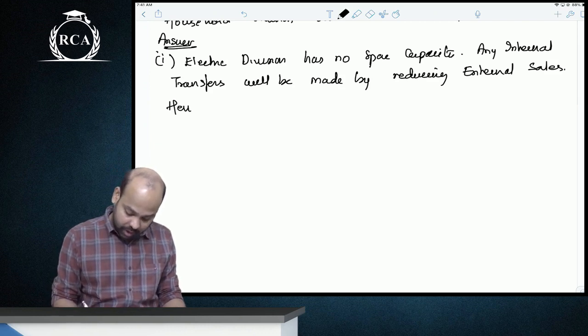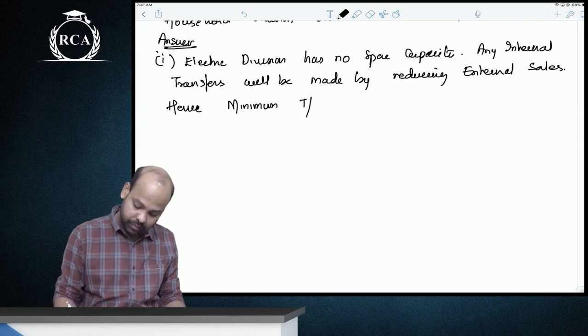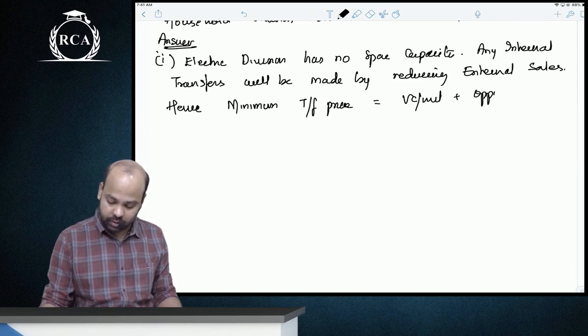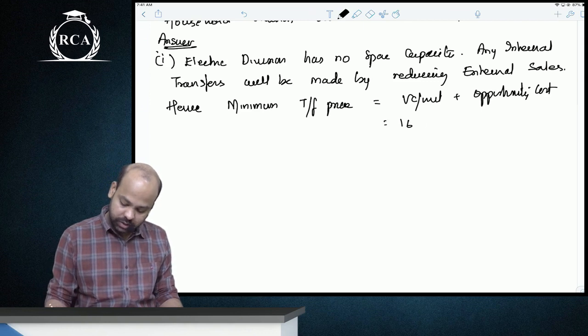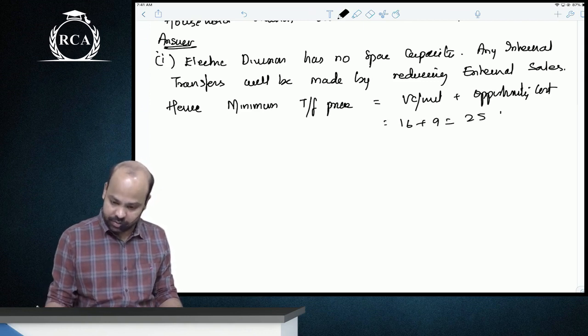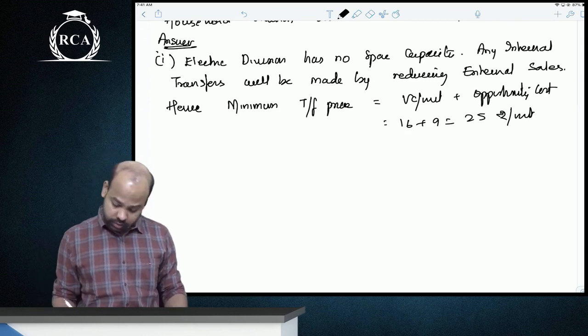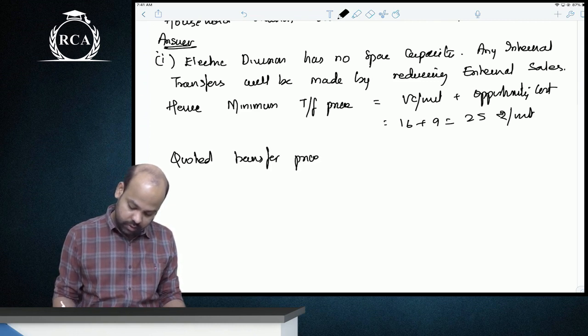Hence the minimum transfer price would be variable cost per unit plus opportunity cost. 16 plus 9, 25 rupees per unit. Now, the quoted transfer price is 18 by household division.